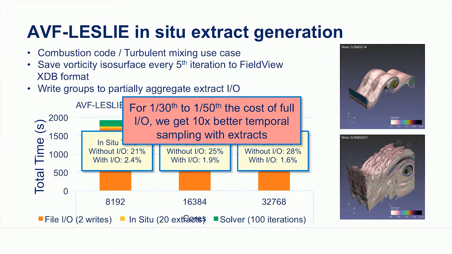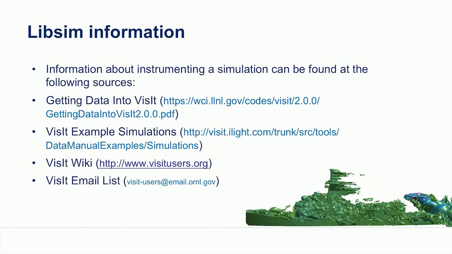So the conclusion, though, is that between 1/30th and 1/50th of the cost of full I/O, you get a 10x better temporal sampling with the extracts. And we have information about Libsim here.